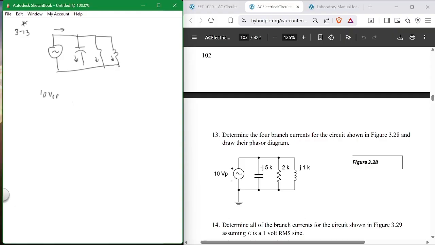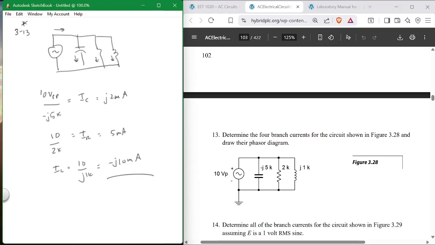So use 10 divided by what? Minus J5K. That's my IC, right? What is that? J2 milliamps. What is my IR? 10 divided by 2K is my IR. Is equal to what? 5 milliamps. My IC, or my IL, excuse me, my IL is equal to what? 10 divided by J1K, which is equal to minus J10 milliamps.